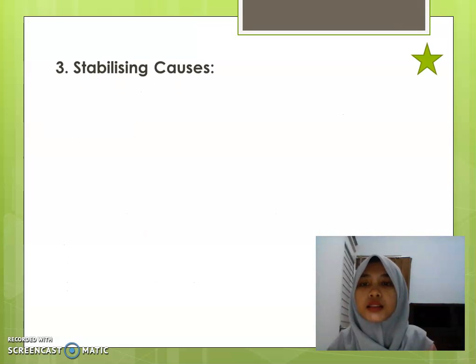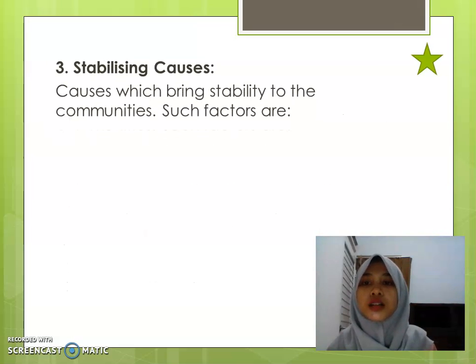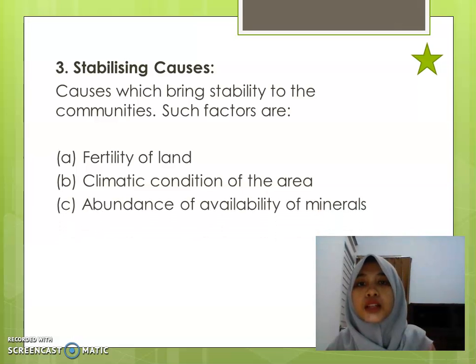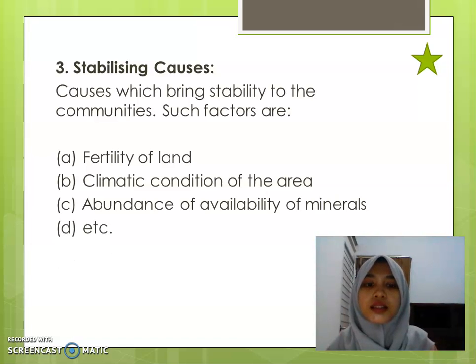And then the last is stabilizing causes. Stabilizing causes are causes which bring stability to the communities. Such factors are, first, fertility of land, climatic condition of the area, and then abundance and availability of minerals, etc.